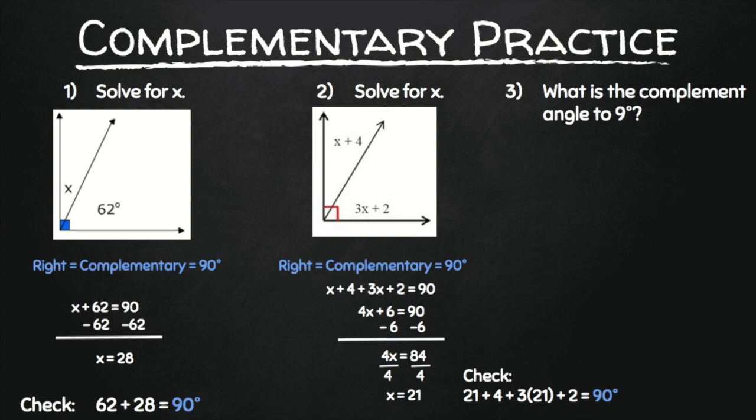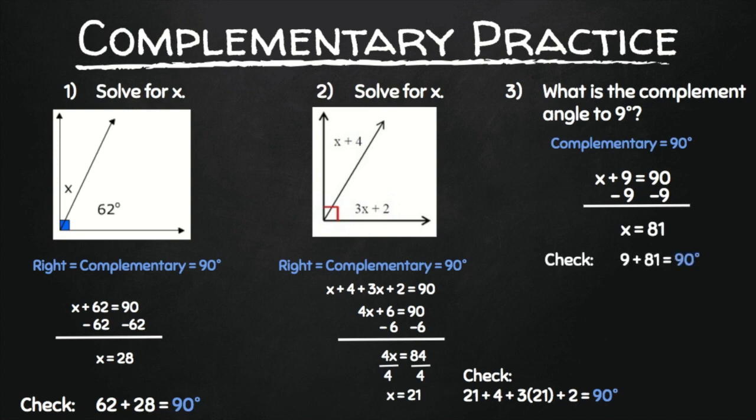So I still see the word complement. I know that complementary angles must add up to 90 degrees. So if one of the angles is 9 degrees, I know that the other one, the missing value, plus 9, must equal 90. So it's very similar to that first one. I'm going to subtract 9 from both sides, and I see that x is equal to 81. To check my solution, 9 plus 81 does add up to 90 degrees, so I know that they are complementary.